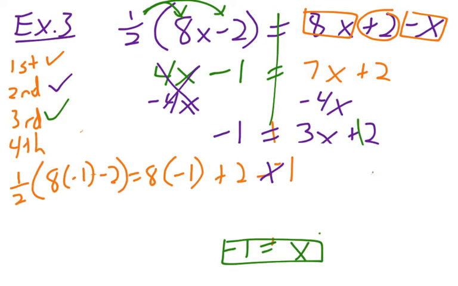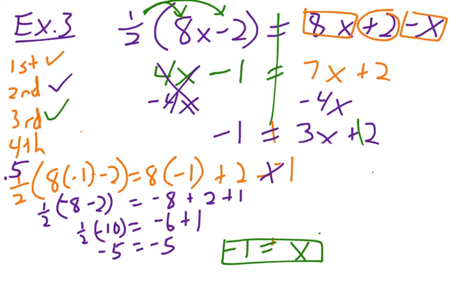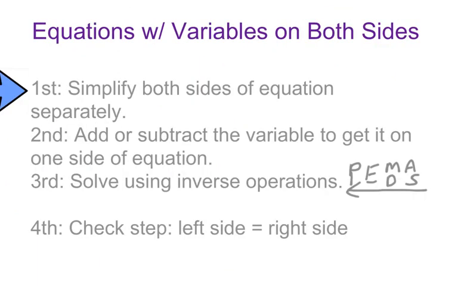Alright, you can type that whole thing in your calculator the way you see it. If you prefer, you can do 0.5 for 1/2 when you type it in. I went ahead and just showed the work, and again, you could have just typed that whole thing in your calculator. Just be careful with the parentheses. The left side gives you a negative 5, and plug in the right side in your calculator, it should give you a negative 5. So for the fourth step, they equal each other, so it checks. So solving equations with variables on both sides is as easy as 4 steps.